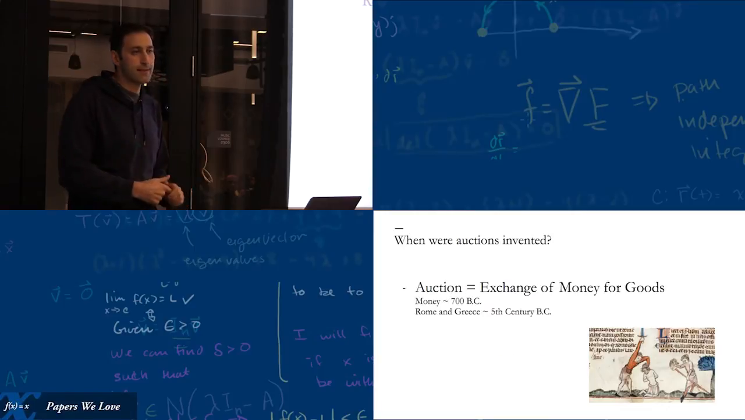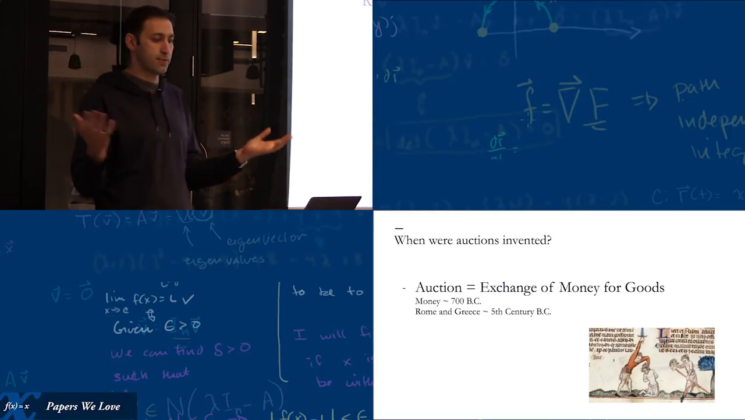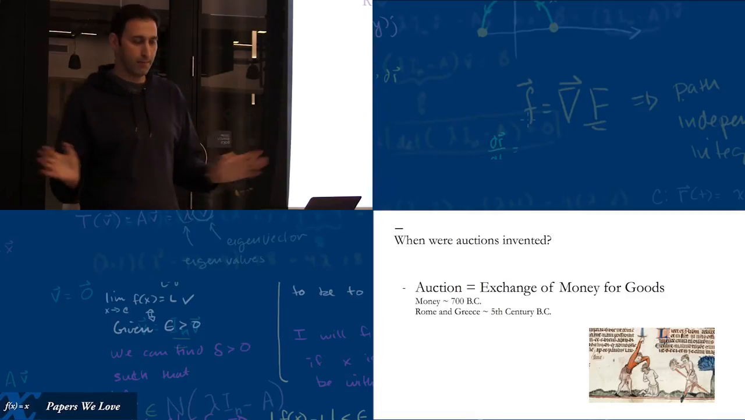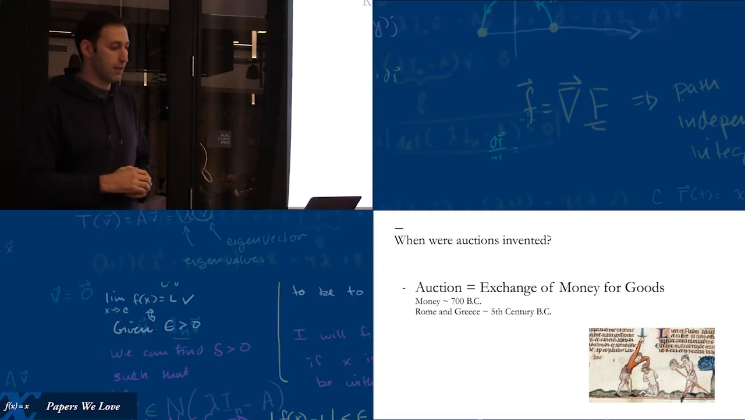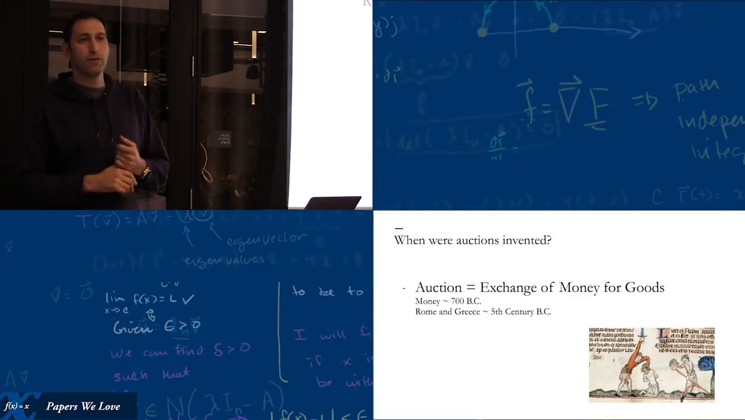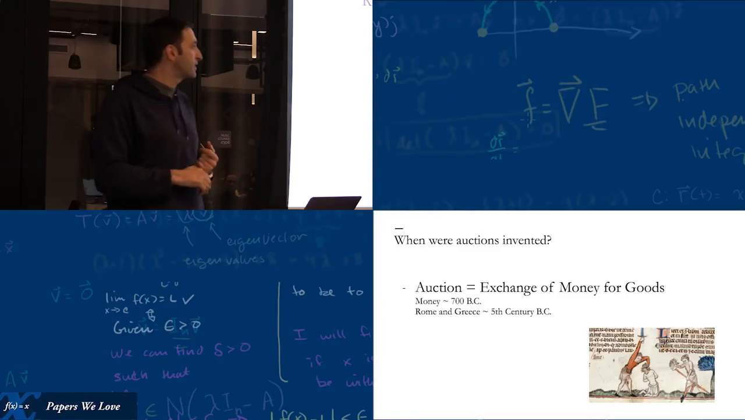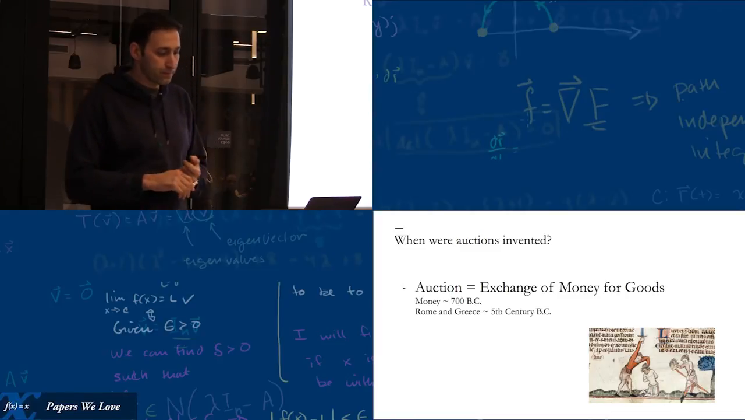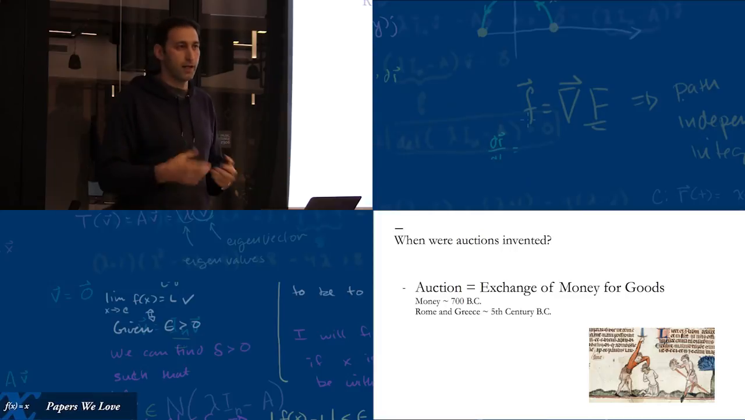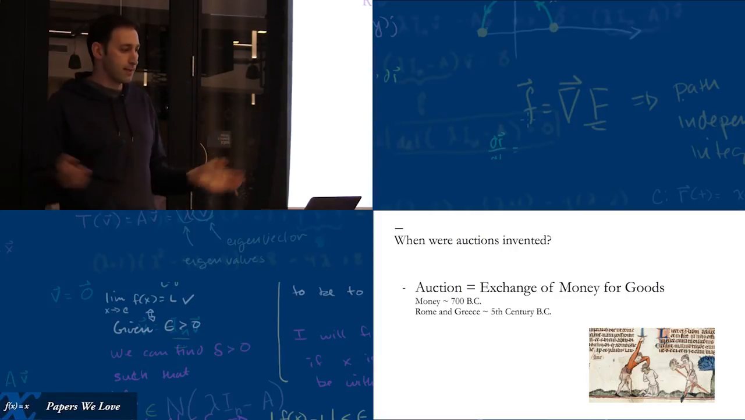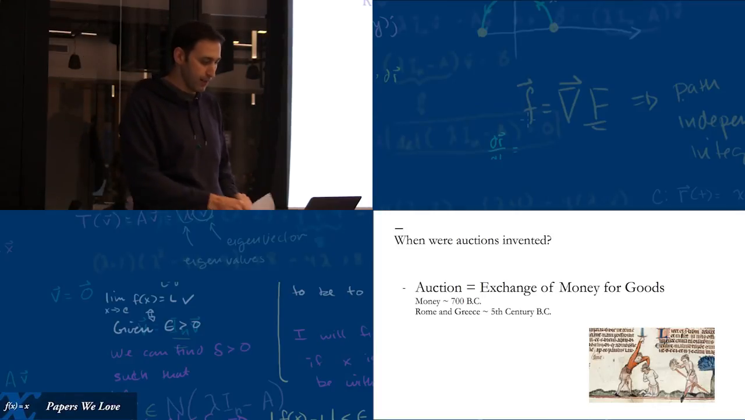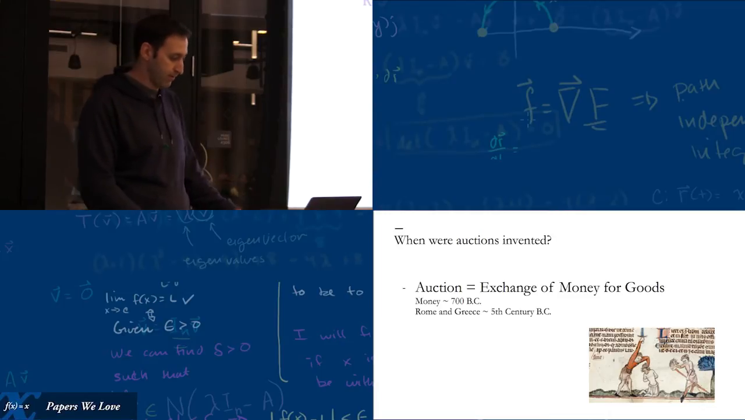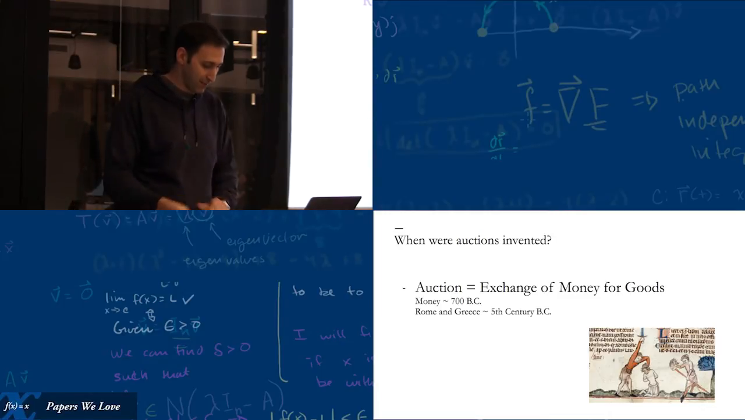First, consider an auction. An auction is really an exchange of money for goods most of the time. And so auctions have existed as a mode of selling ever since money was invented, which is maybe 700 BC. Auctions are known to have existed in Rome and Greece around the 5th century BC, where goods were exchanged for money in a kind of bidding format. So if you look at when auctions were invented, they were really invented in those dark Middle Ages where people used to have their heads chopped off for all kinds of reasons.